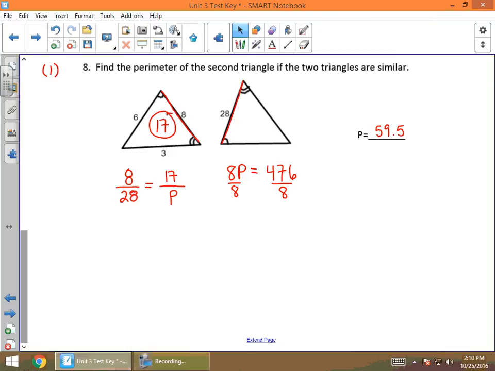59.5 is that perimeter. Now, what are the other two sides? I don't really know. I could find them by setting up the proportion, doing 8 over 28 is equal to 6 over x, and I could find those other sides if I wanted to. But it just wants to know the perimeter, and I know that the perimeter is 59.5. That's it for page 2.